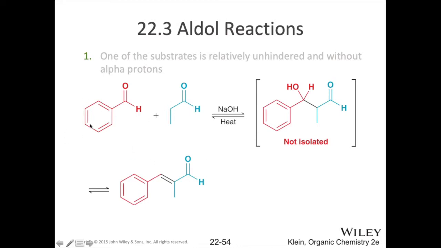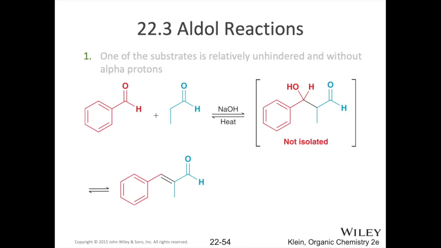In this case, we've got a benzene ring. Again, there's no proton on the alpha carbon, so you don't have a nucleophilic alpha carbon, and therefore this has to be the electrophile only. Okay. In this case, though, of course, you don't isolate the aldol product. It goes on to the resulting aldol condensation product. Again, notice that it has a conjugated pi system.